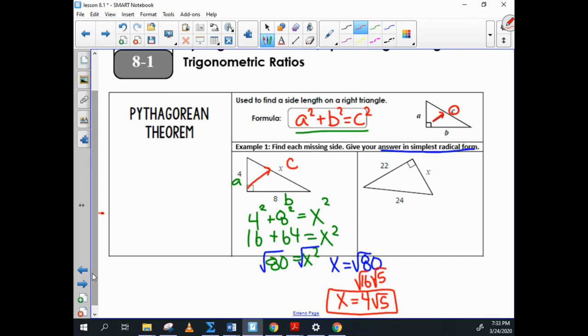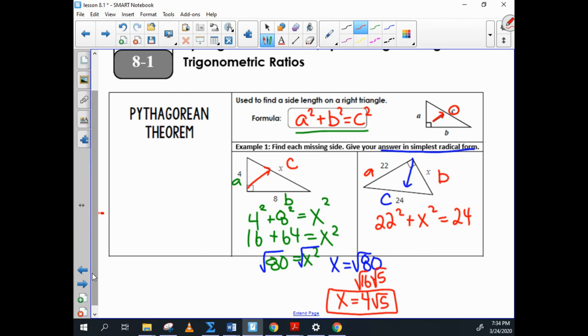On this next one, when we go to label it, remember we go across from the right angle to label that one c. The other two are just a and b, doesn't matter which one. When we go to solve this, we've got our a squared, or 22 squared, plus x squared is equal to 24 squared.